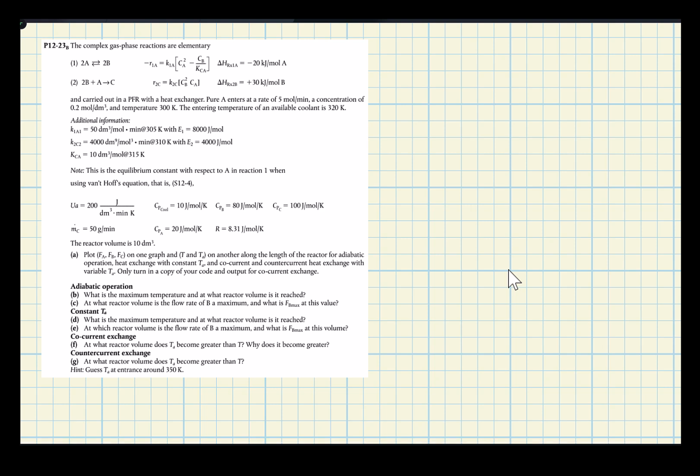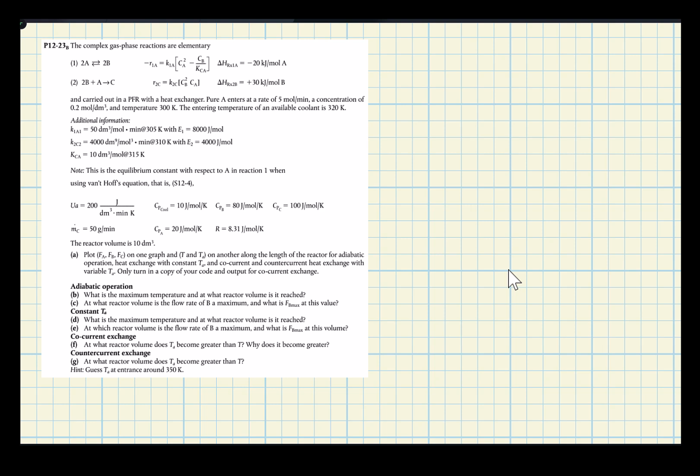You have 2A going back and forth to 2B. It's giving you the reaction rate, and one thing to note right here is that it's giving you r_A. So this reaction rate is with respect to component A. You have the delta H of the reaction, the heat release of the reaction. Notice that this is also in terms of moles of A. So at some point, you know that these two are going to match up.